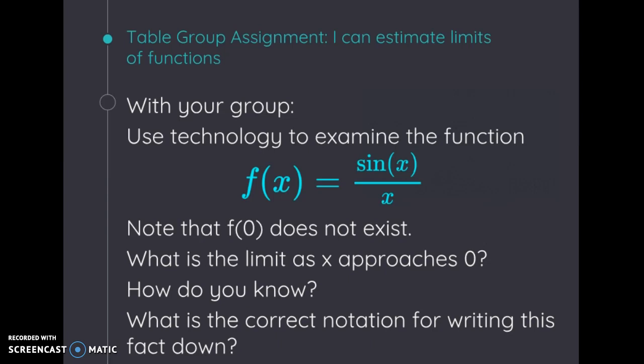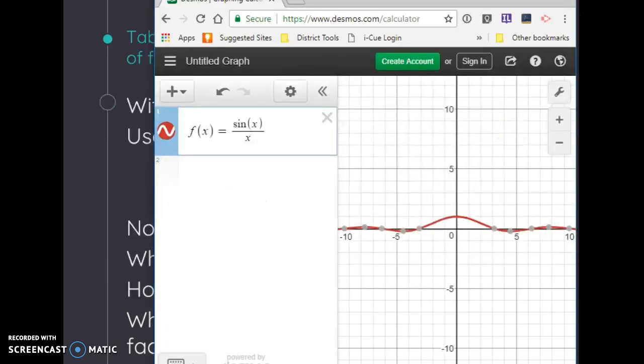But is there a limit as x approaches 0? And what is that limit? And how do you know? And what's the correct notation for writing this back down? So the first thing we're going to do is grab some technology and graph it. So here's Desmos. Here's a graph of sine x over x.